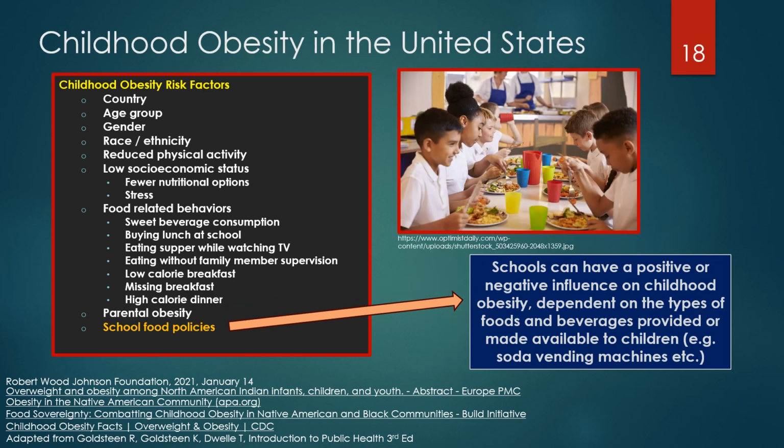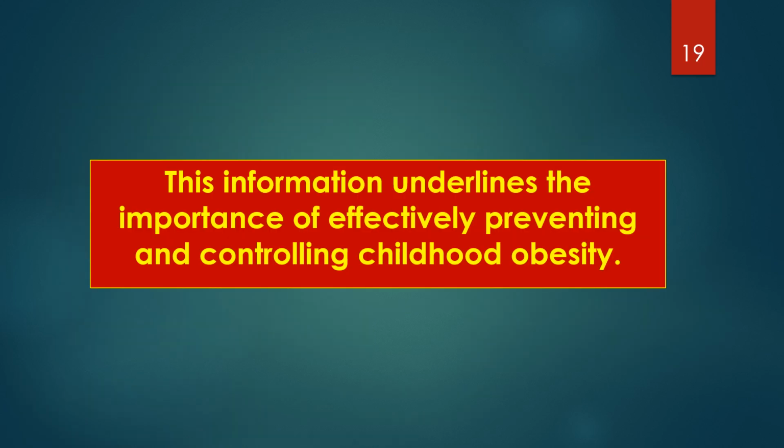Schools can have a positive or negative influence on childhood obesity, dependent on the types of foods and beverages provided or made available to children. For example, the presence of soda vending machines in schools often enables children to make poor nutritional choices. This information underlines the importance of effectively preventing and controlling childhood obesity.